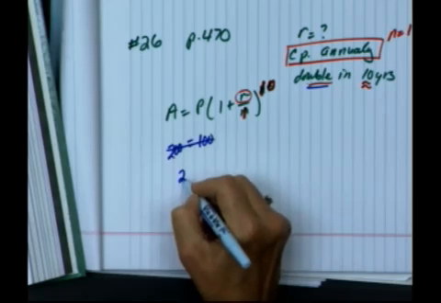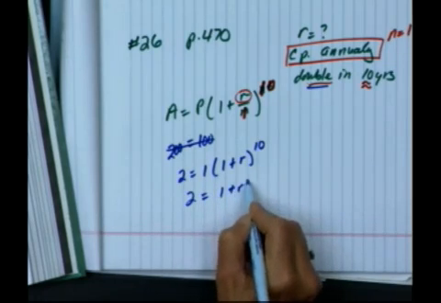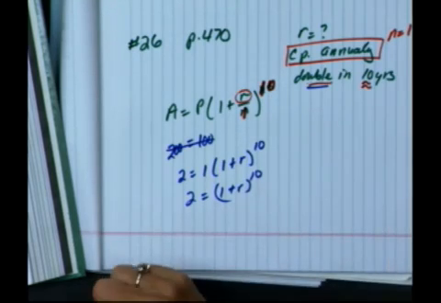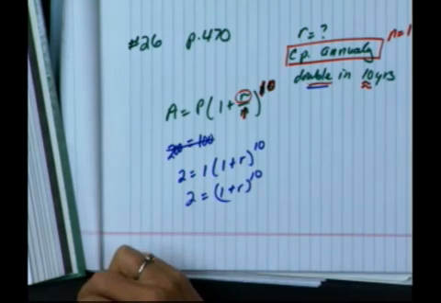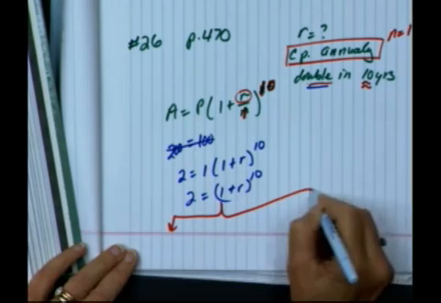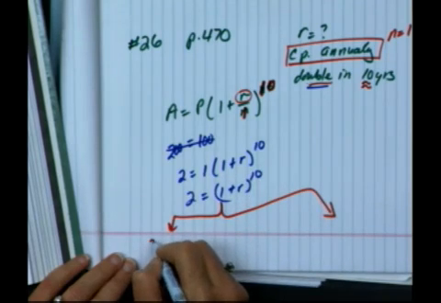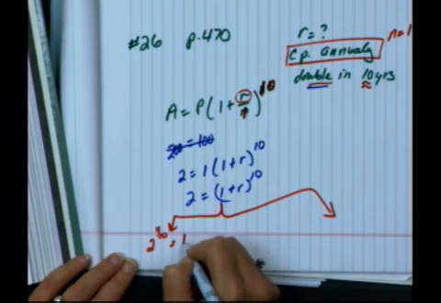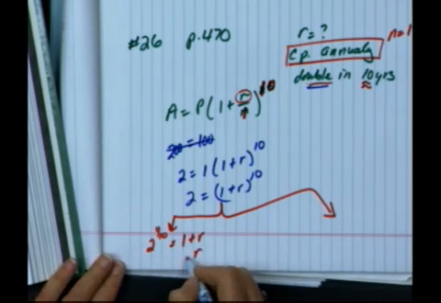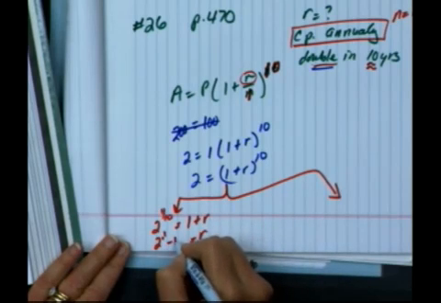So let's just do 2 equals 1 times 1 plus R to the 10th. So 2 equals 1 plus R raised to the 10th. Now, how am I going to get rid of this exponent with the 10 here? You take the 10th root of 2. You can do this two ways, and we'll go with your way first. Your way was to raise both sides to the 1/10th power, which meant you're doing 2 to the 1/10th power equals 1 plus R. You're just applying your properties of exponents. You're taking the 10th root of both sides. So R then is going to be 2 to the 0.1, which you can just punch in your calculator, and then subtract 1 from it.